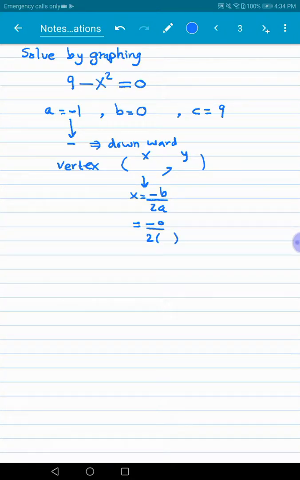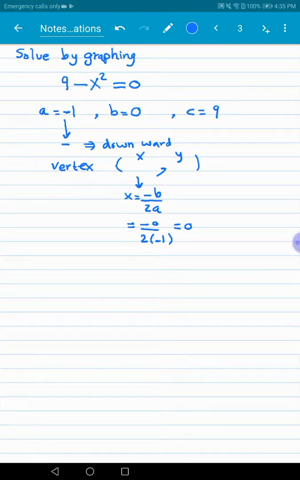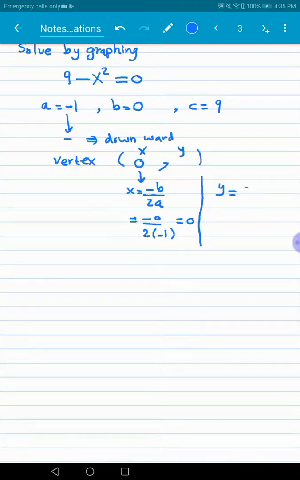So the x coordinate of the vertex is 0. We write 0 here. How do we find the y? So x is 0. For the y, we replace this 0 in the equation: 9 minus 0 squared, which becomes 9. So the y is 9.